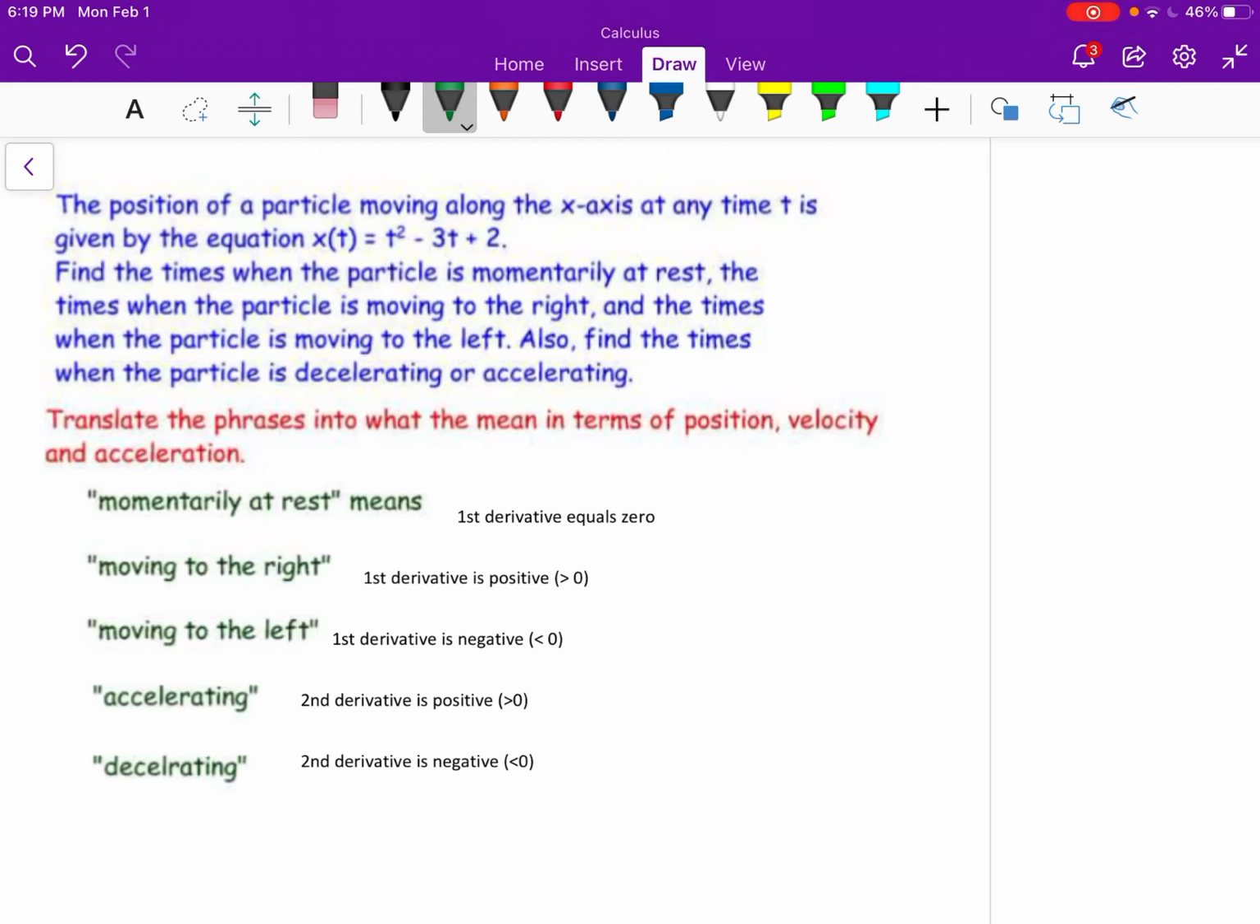So we want to know when the velocity equals 0, or in this case, the first derivative. So we could take x prime of t. So we're going to take the derivative, which is 2t minus 3. And we want to find when that's equal to 0. So 0 equals 2t minus 3. And we could add 3 and divide by 2.